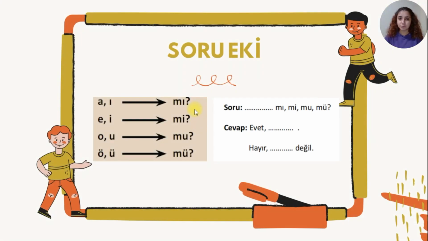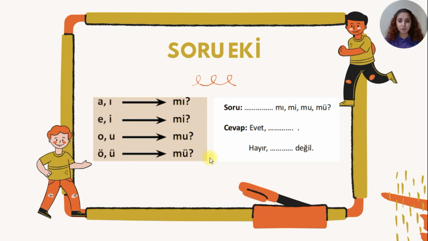This is the structure of creating yes or no questions. You will create your own sentence in positive form. After that, you will add m, mı, mi, mu, or mü suffixes at the end of your sentence, and it automatically becomes a yes or no question. And the answer is yes, evet, or no, hayır. And let me explain what I mean just before.